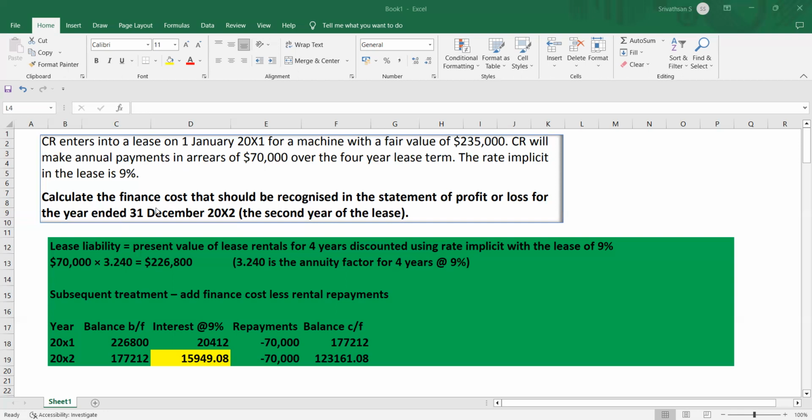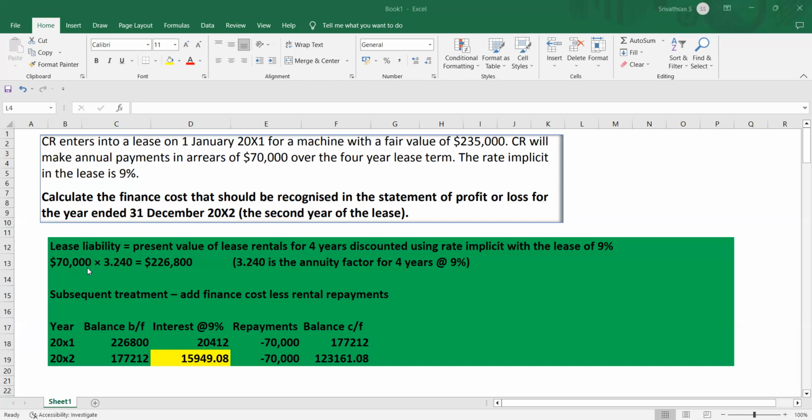And they're asking us to calculate the finance cost that should be recognized in the statement of profit or loss for the year ended 31st December 2012. That is the second year of the lease. So we know that lease liability is equal to the present value of future lease payments. So here the lease payment is 70,000, which is made over the 4-year lease term. So we make a payment of 70,000 at the end of each year.